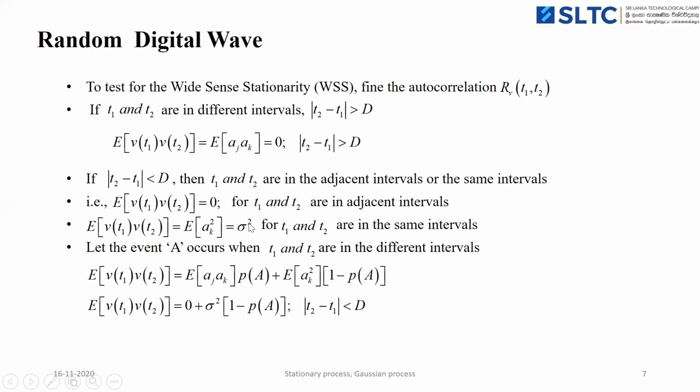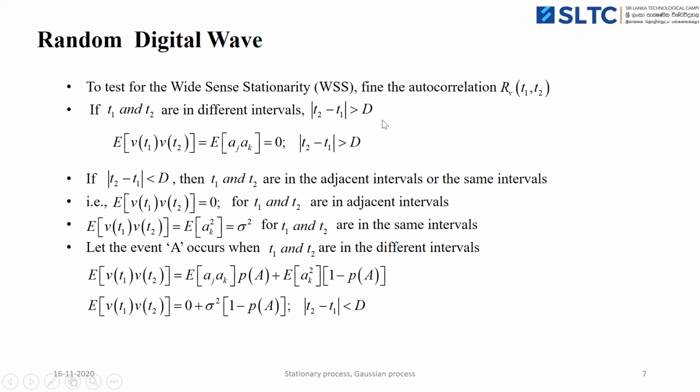Now we can consider v of t1 as an event, which occurs when t1, t2 are in different intervals. Different intervals means the difference is greater than D, and the same intervals means the difference is less than D. So if you model it as an event, we can add both conditions: if the difference is greater than D, what is the autocorrelation function, and if it is less than D, what is the autocorrelation function.